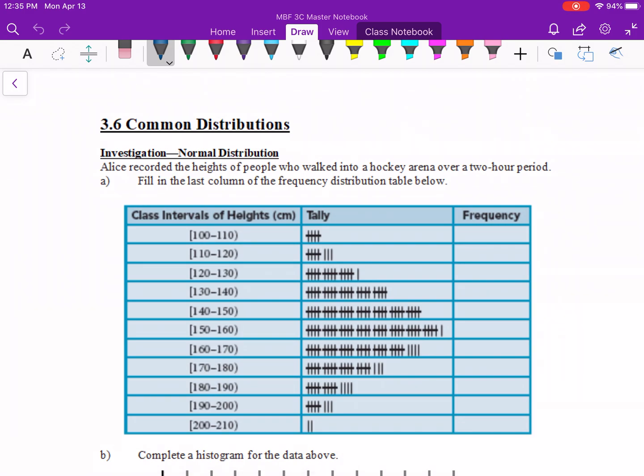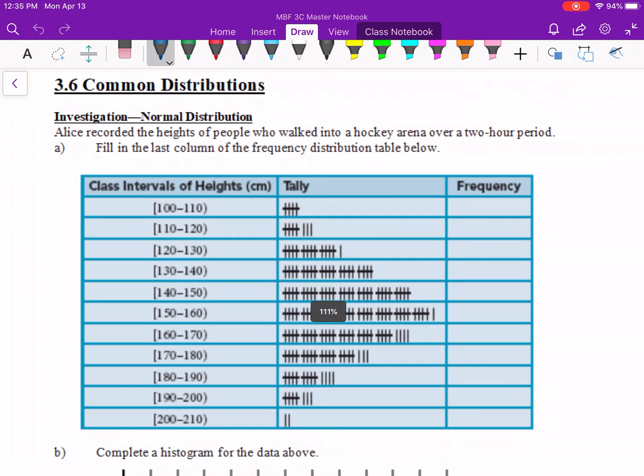We're going to look at a normal distribution. We're going to look at a skewed distribution. It should just be a quick run through, just so you have a good, brief overview of what these different distributions look like.